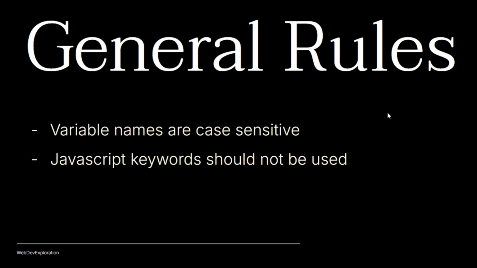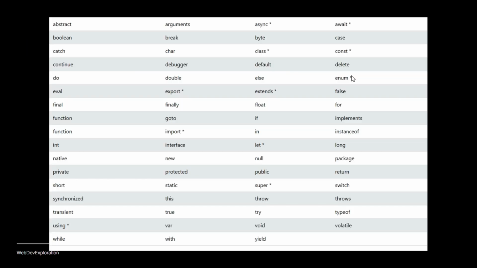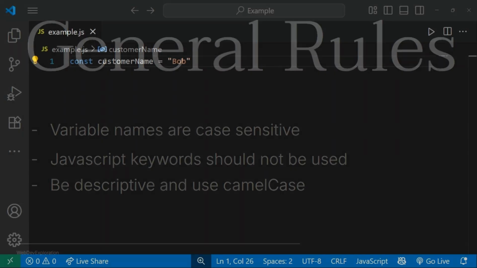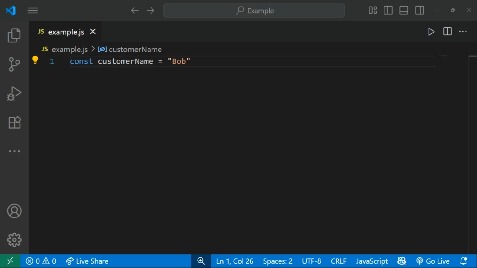JavaScript keywords should not be used for variable names. These are some of the keywords or reserved words in JavaScript which should not be used for variable names at all. A good practice is that your variable names should be descriptive and use camel case. Creating descriptive variable names in JavaScript involves using clear, concise names that accurately convey the purpose and content of the variable.